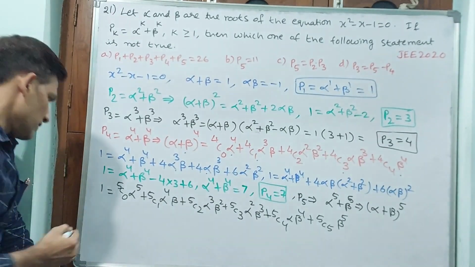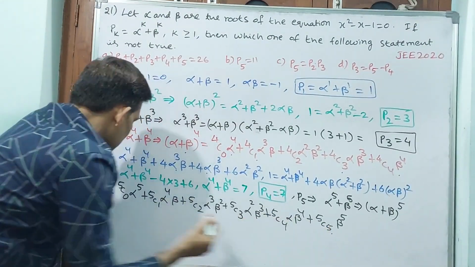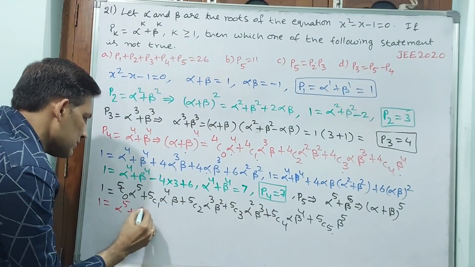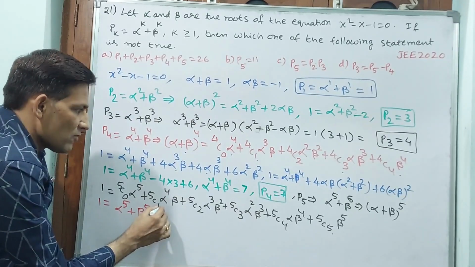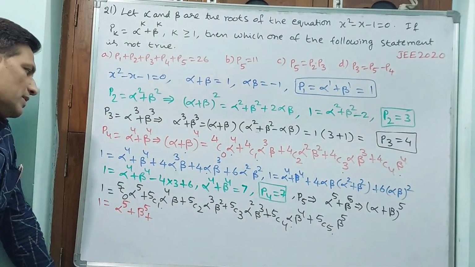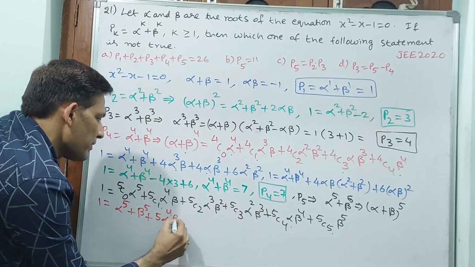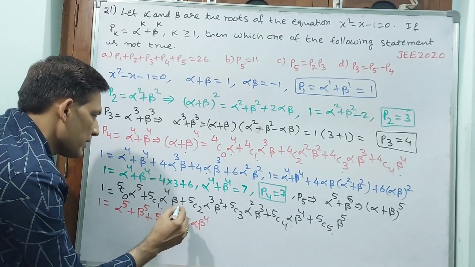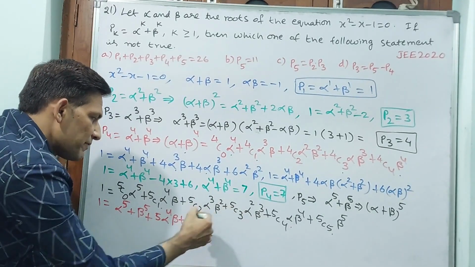Now substitute. 1 is equal to, you see, this is 1 and this is 1. That means alpha to the power of 5 plus beta to the power of 5, plus, see, this is 5 and this is 5, 5 into alpha to the power of 4 beta plus 5 into alpha beta to the power of 4. Okay. Now two terms are left.